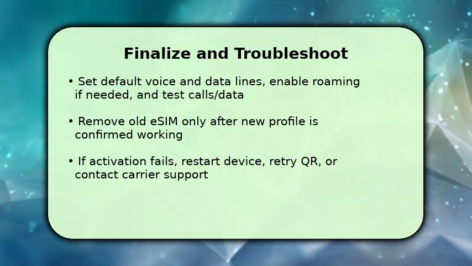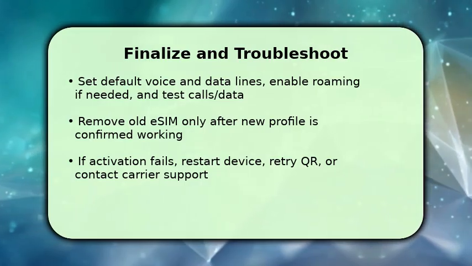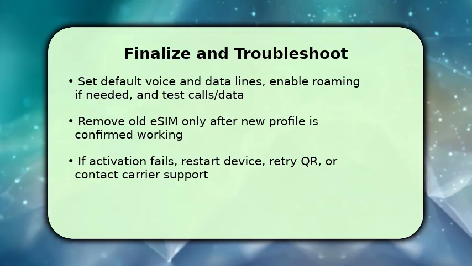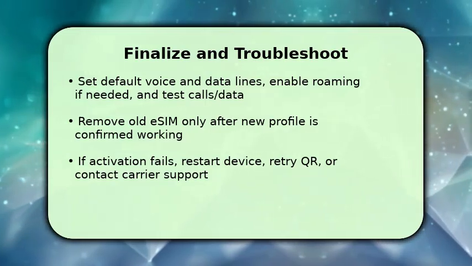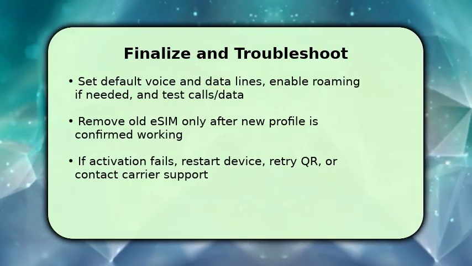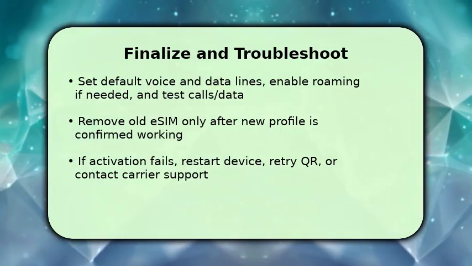If something goes wrong, restart the device first, then rescan the QR or re-enter the code. Make sure no duplicate profiles exist. If problems persist, contact your carrier with error messages and EMEI. They can re-provision or reset the eSIM from their side.